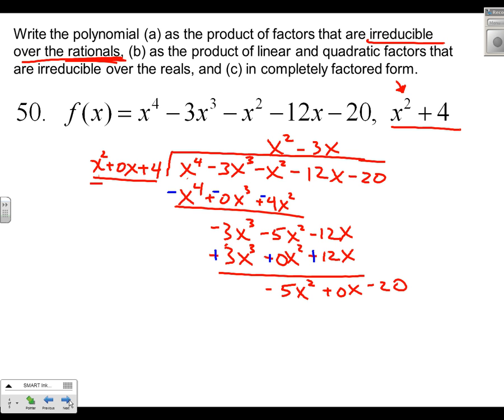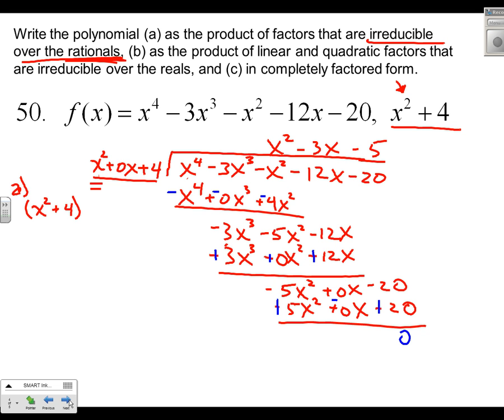And I see that x squared goes into negative 5x squared minus 5 times. Minus 5x squared plus 0x, and minus 5 times 4, minus 20. But of course, we're going to subtract this, so plus, minus, plus, and we end up with 0, as we expected. So I might clean some of this up in just a moment here, but for the time being, I know that I have factors of x squared plus 4 times x squared minus 3x minus 5.